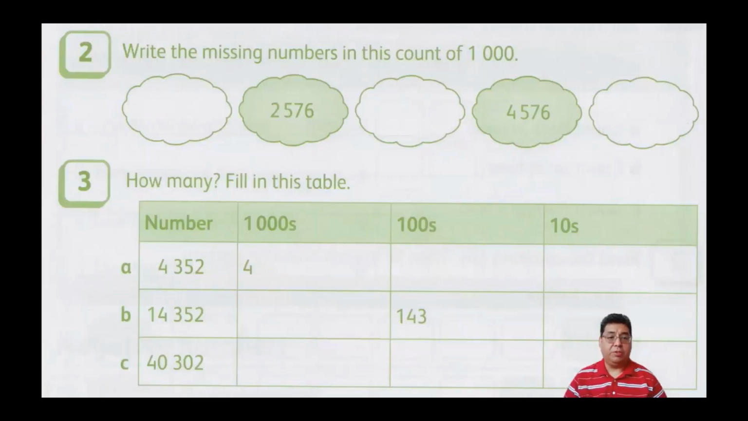For number 2, they just want you to fill in the missing numbers for this here. Okay, so they're giving you the 2 numbers here. So just fill in what the other 3 missing numbers are.